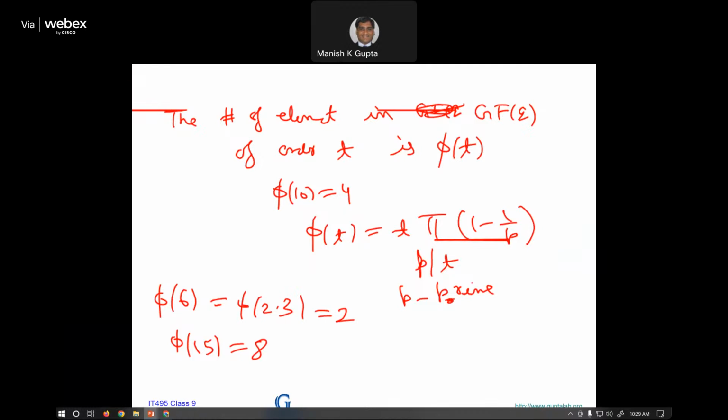For example, what is phi of 10? It is 4. Why? Because 10 is 2 times 5. Since 2 and 5 are prime numbers and phi is a multiplicative function, phi of 10 is equal to phi of 2 times phi of 5. Now if p is a prime number, phi of p is equal to p minus 1. So phi of 2 is 1 and phi of 5 is 4. So phi of 10 is 4.